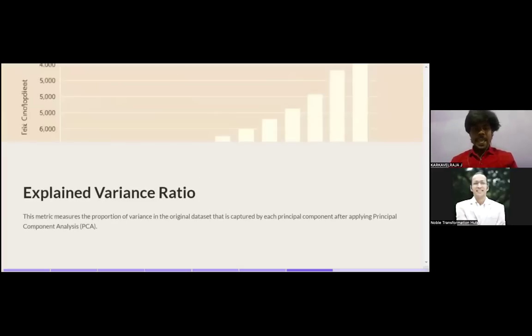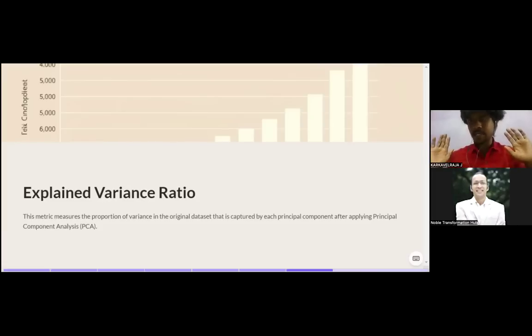Explained variance ratio. I hope if you watched our coding session on dimensionality reduction, it's going to be very easy. This metric measures the proportion of variance in the original data set that is captured by each principal component after applying PCA, that is principal component analysis. Simple. We have 10 dimensional data, and we reduce it to 2 dimensions. With 10 dimensions we have 100% of the information. When you reduce to 2 dimensions, the information becomes 90%. That is, the variance loss is 10%. That is what is called the explained variance ratio.